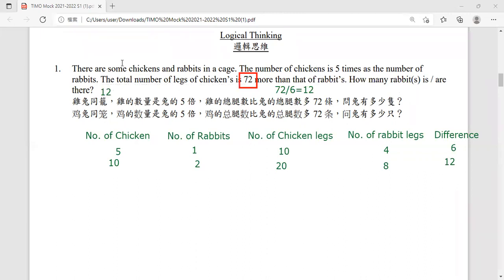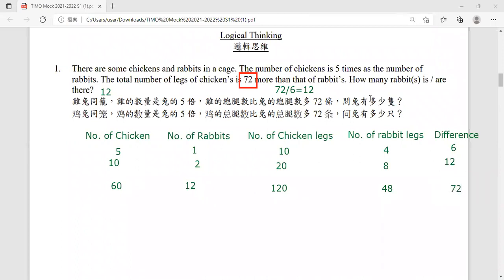Just that. You will know that the chicken count will be 60, and 60 times 2 is 120. And this is 48. And the difference will be 72.